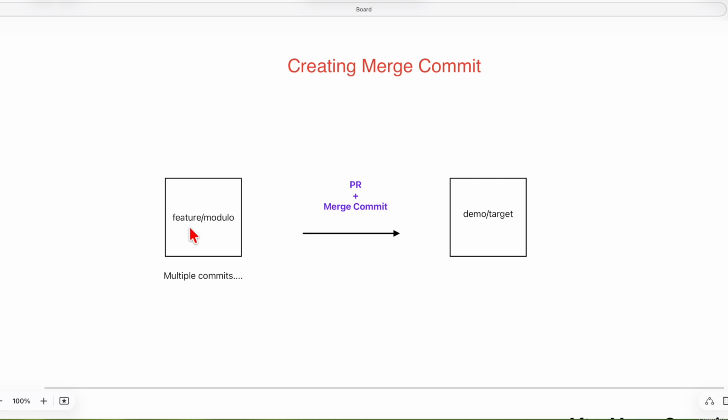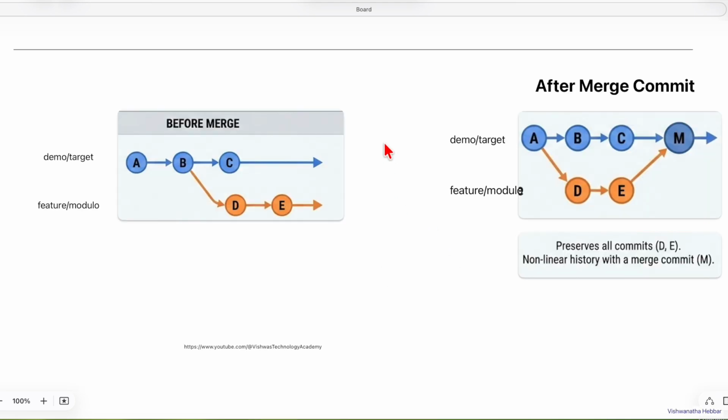Once you do the changes and multiple commits here, you are going to push this to GitHub, and then we will be raising the PR, and then we are going to do a merge commit. That is, we are going to merge this feature with this demo target branch using merge commit, and then we will observe the behavior, how this commit history is displayed. The commit history before and after merge looks something like this.